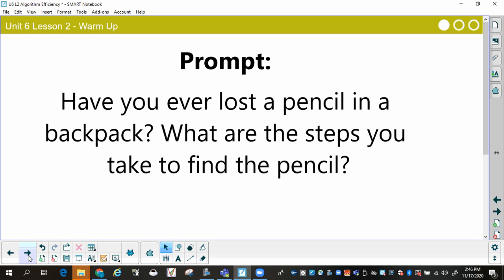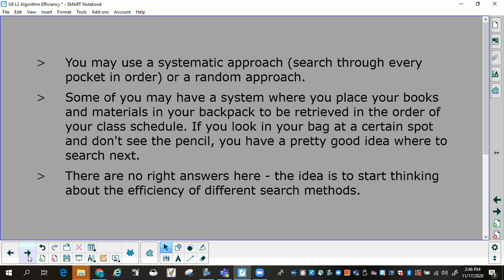What are the steps that you take to find it? Do you just dump the whole thing upside down? Scrounge around? What do you do? Well, maybe you use a systematic approach. You search through every pocket in order. Start from the outside, work in, maybe start from the left or the right, whatever. Or maybe it's just a random approach. You just stick your hand into any pocket and just start grabbing.